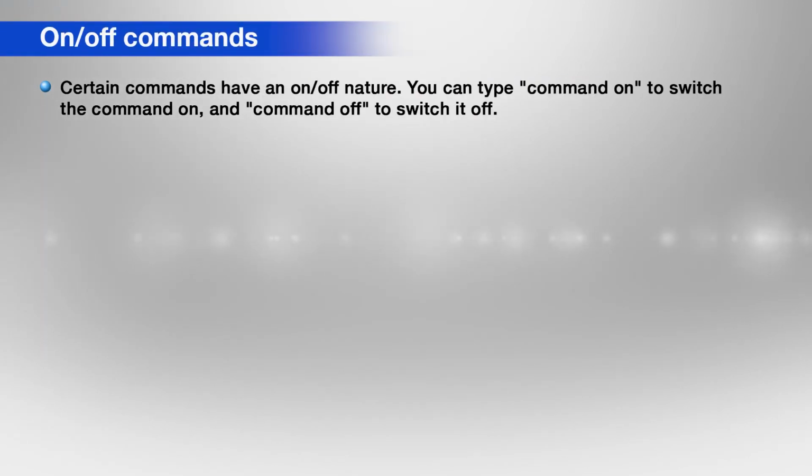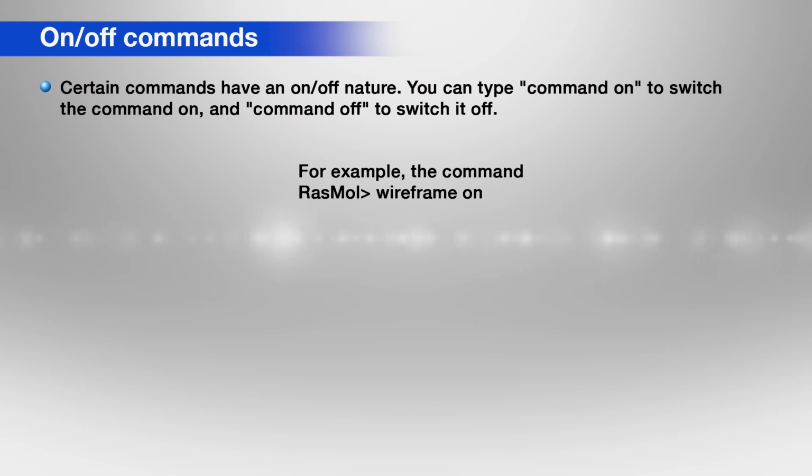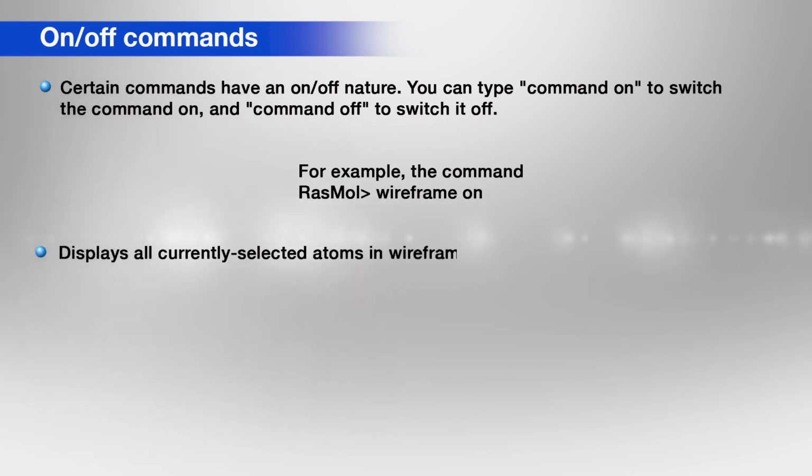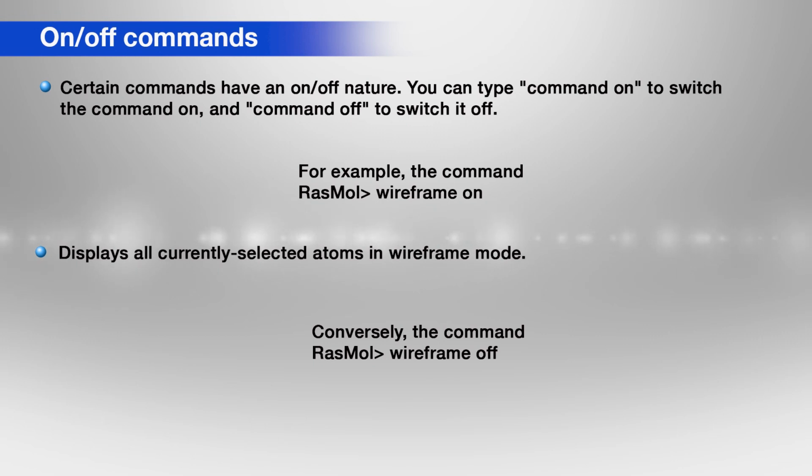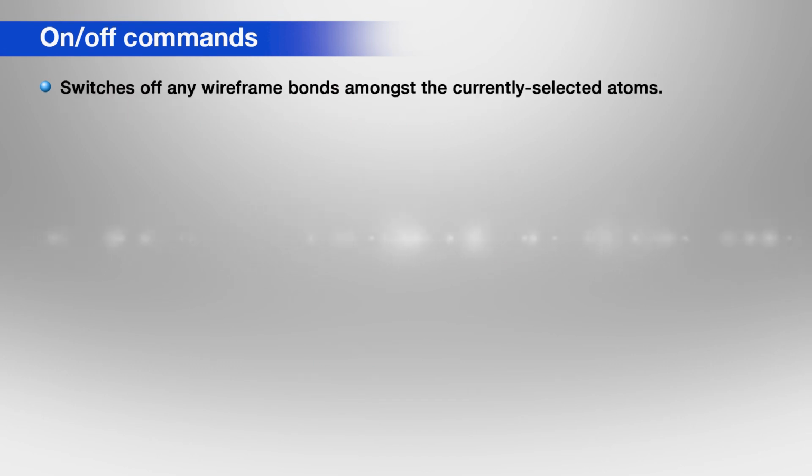Certain commands have an on-off nature. You can type the command on to switch on the feature and you can type the command off to switch it off. For example, if you want to show your molecule in wireframe, you can just give the command in the RasMol command window: wireframe on. This displays all currently selected atoms in wireframe mode. If you want to turn off the wireframe display, you can simply give the command wireframe off. This switches off any wireframe bonds among the currently selected atoms.